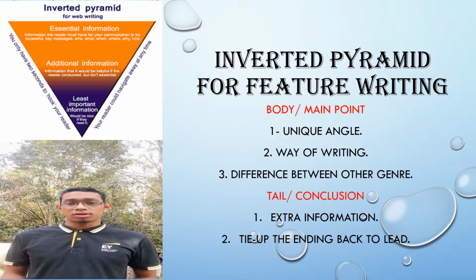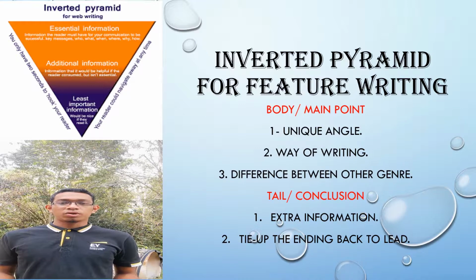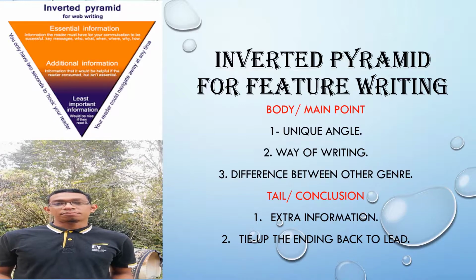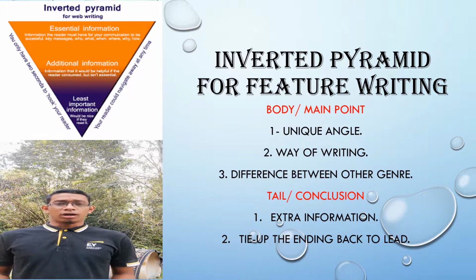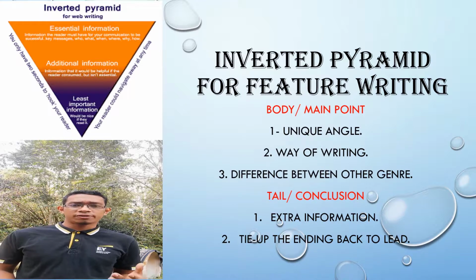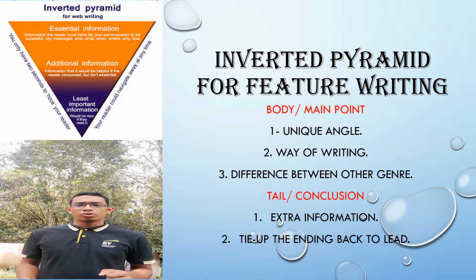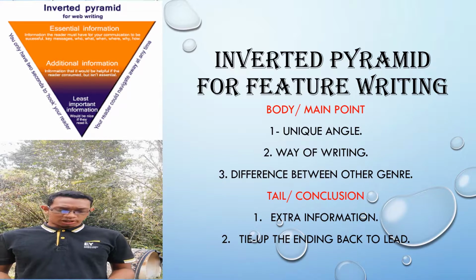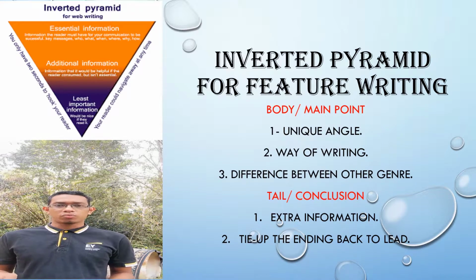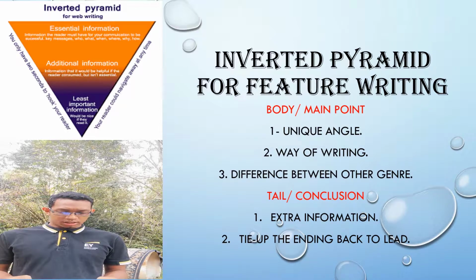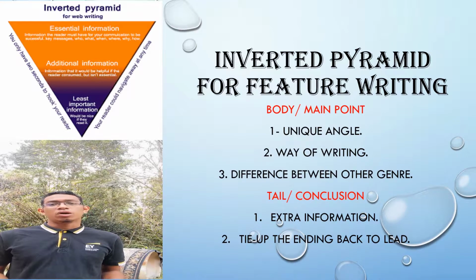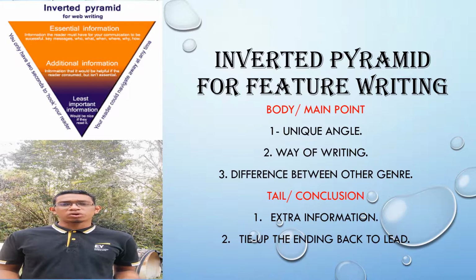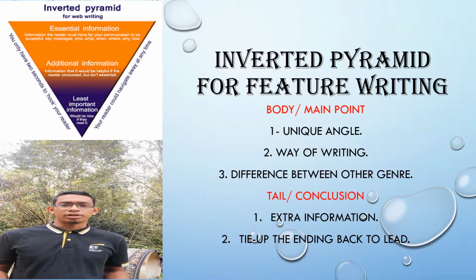Then we continue to the main part, when we want to write the feature writing. The second part of this is the body. Before we write a feature writing, we must use a good, unique angle. For example, in the article that we have chosen in the news, the headline is weight gain during the pandemic. As we know, during the pandemic, many people's weight rose.